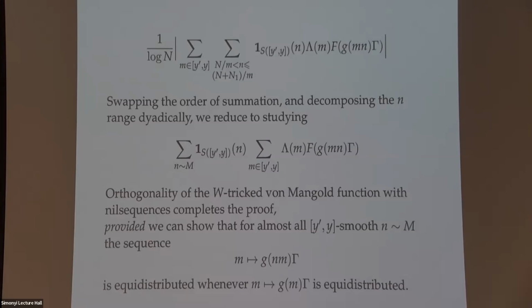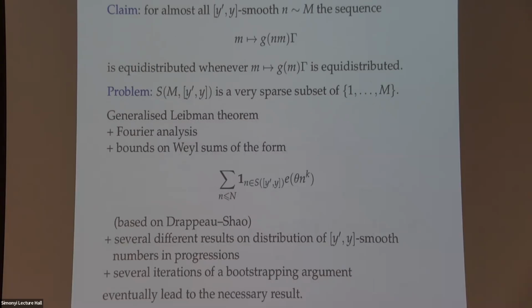So in order to finish the proof of our problem, we need to show that provided our original nilsequence here is equidistributed for almost all little n's that are y-smooth numbers without small prime factors and are in the dyadic interval we are looking at, if for almost all such little n, this sequence here is still equidistributed, then we can solve the problem. I claim that is true.